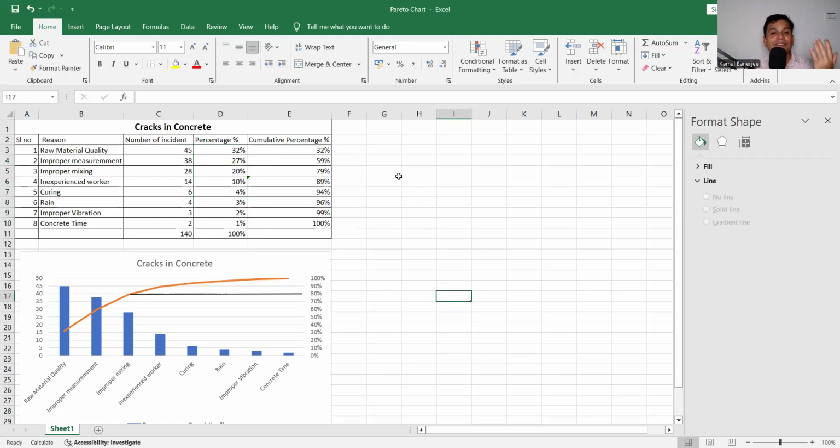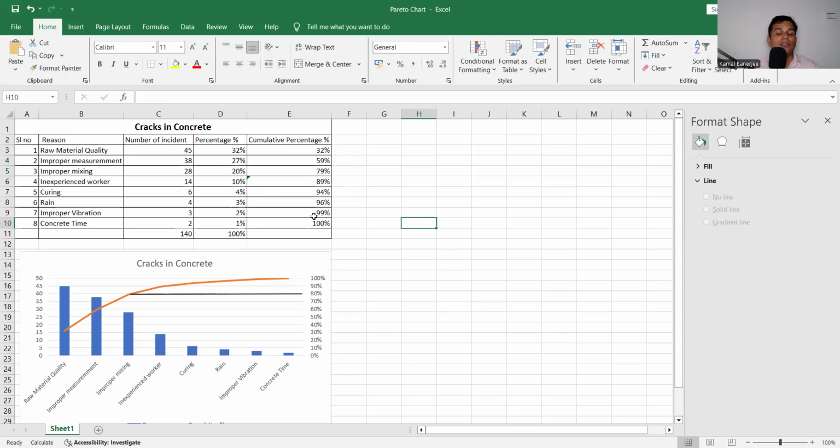Now we need to find the cumulative percentage. Here it is 32%. Now here it is improper measurement. What will be the cumulative percentage? That means this plus this. So it is coming to 59%. Now the cumulative percentage for the third column should be these three, so it is coming to around 79%. Now for the inexperienced worker, the fourth column, the cumulative percentage is 89. In this way we are finding the cumulative percentage.